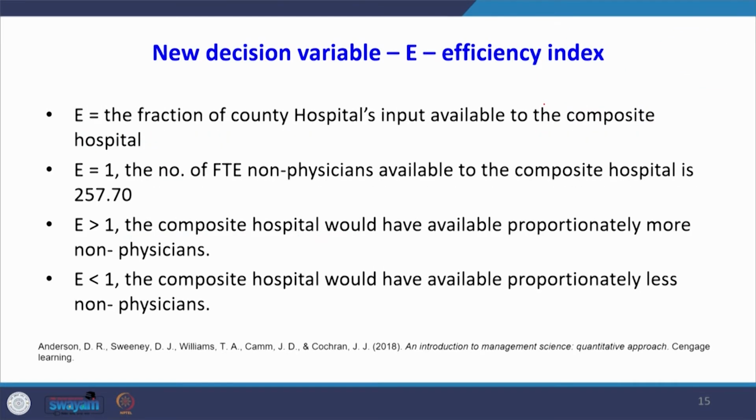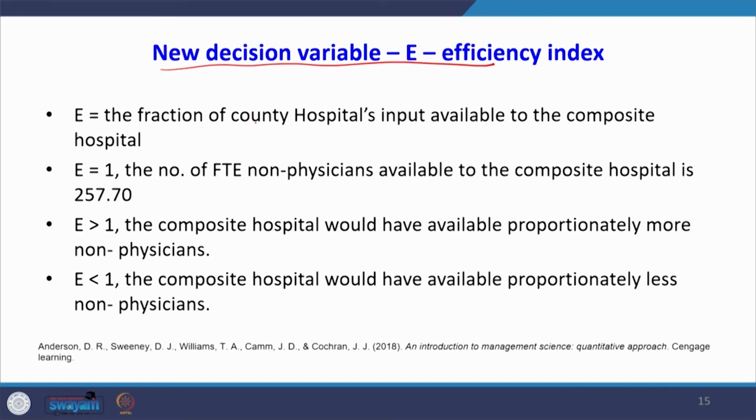To consider that the composite hospital is going to produce more output by consuming lesser resources, we are going to deduce a new decision variable E. The E represents the efficiency index. The value of E has three possibilities. If E equal to 1, what is the meaning?